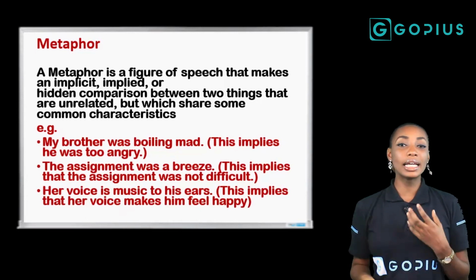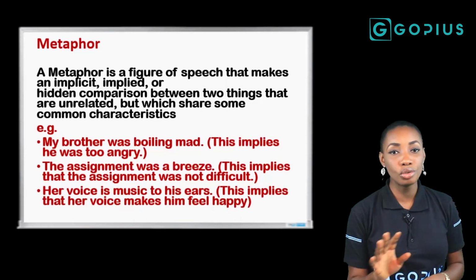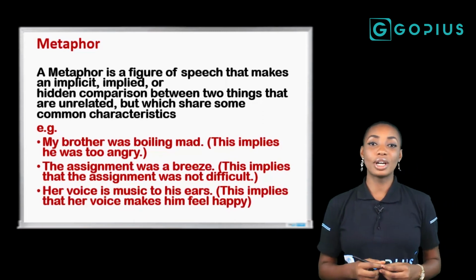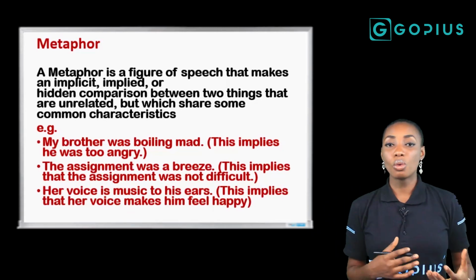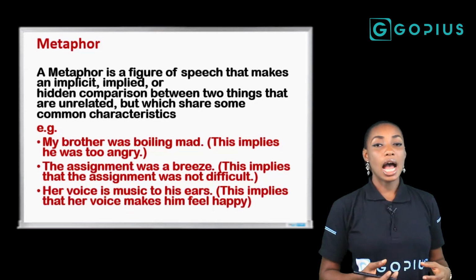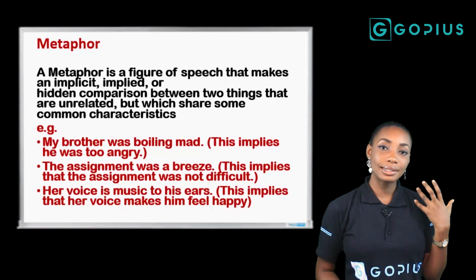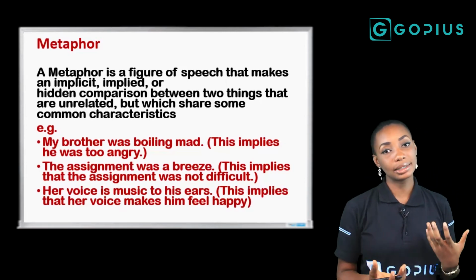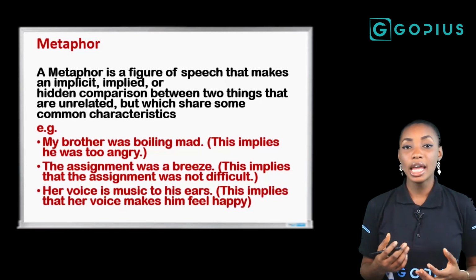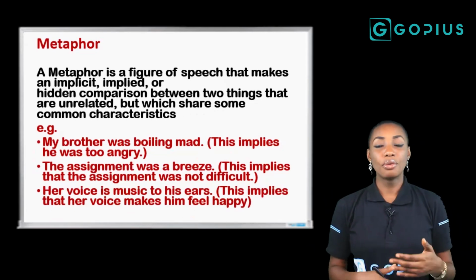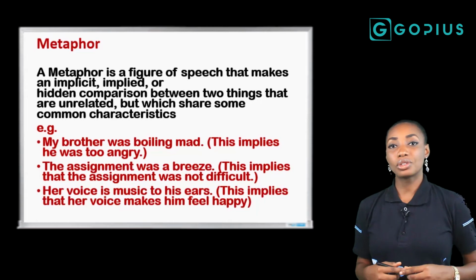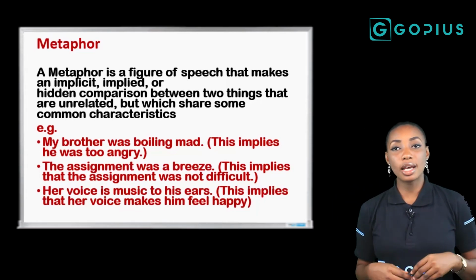He's boiling of madness right now. Do not come close. That is what he's trying to say. So he did that comparison of the heat of boiling with being angry, to heighten the extent for which his brother was angry. It's direct comparison, direct, straightforward, removed all the as and like. The next one we have is, the assignment was a breeze.